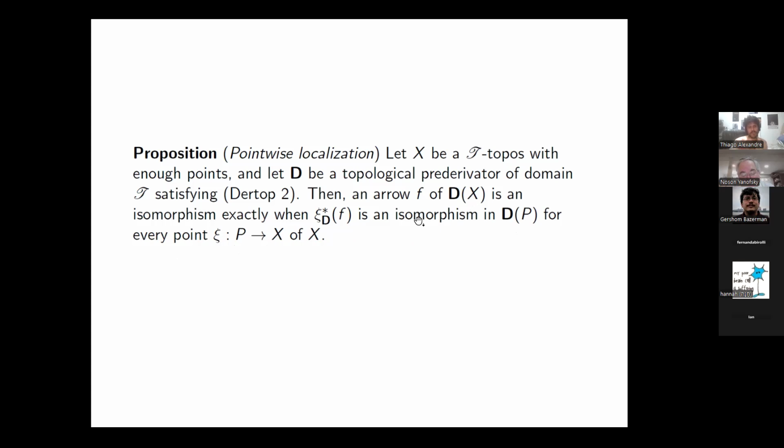If the pullback with respect to every point is an isomorphism at the fundamental category, yes, there is a useful terminology for D of the point: it's the fundamental category of the derivator T. So it will be an isomorphism here in D of X.